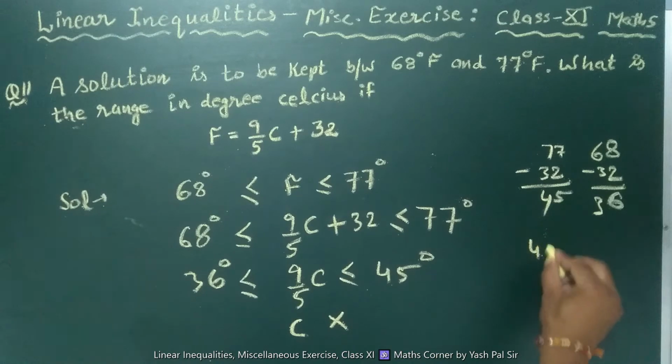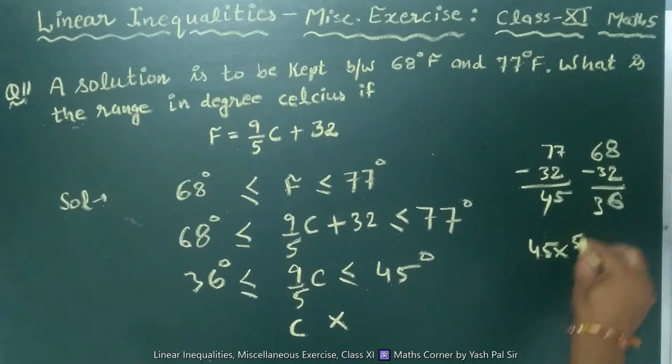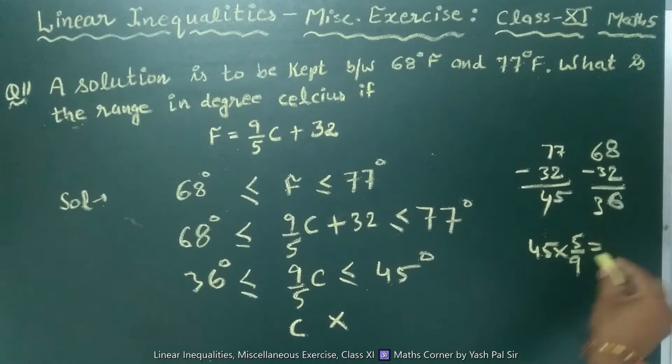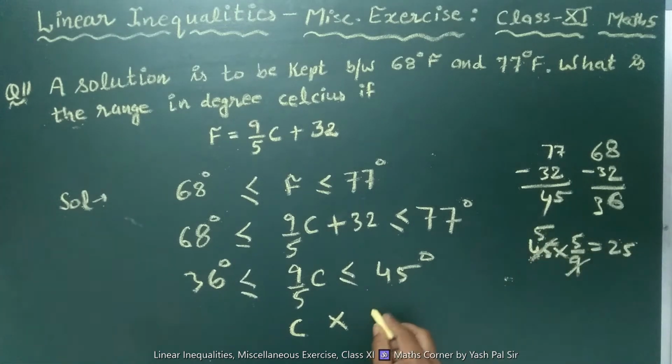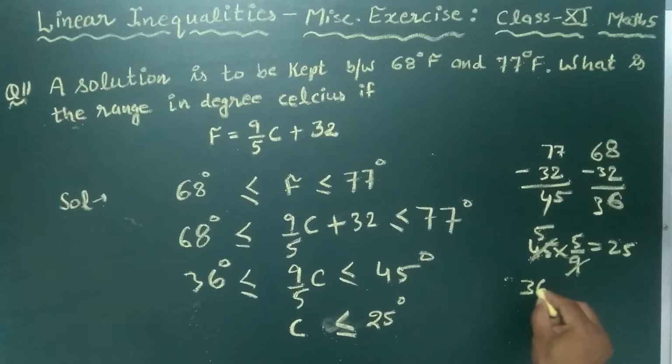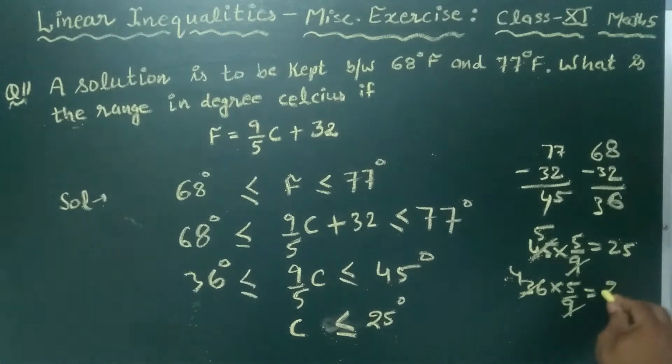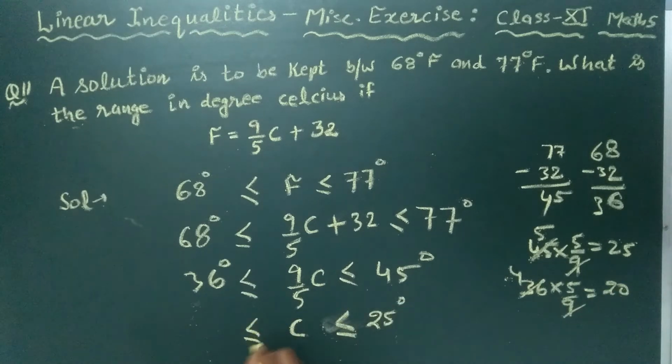So 45 into 5 upon 9 is equal to 25. So this way here we have C less than or equal to 25 degree Celsius. Likewise here also 36 into 5 upon 9 becomes 20. C is greater than or equal to 20 degree. So this is the answer of the question.